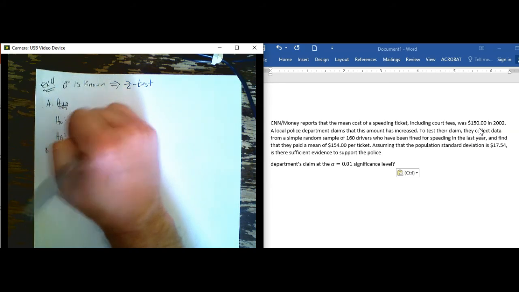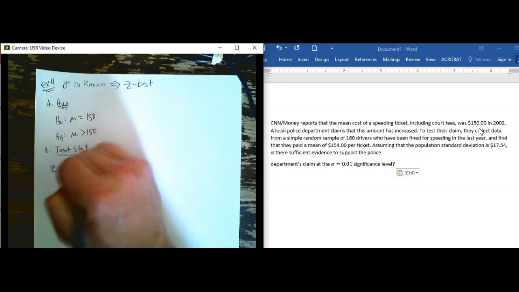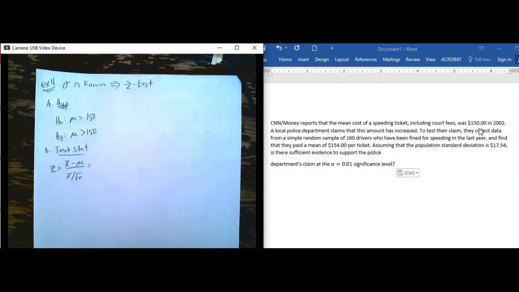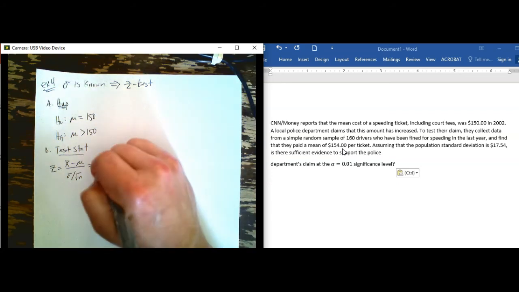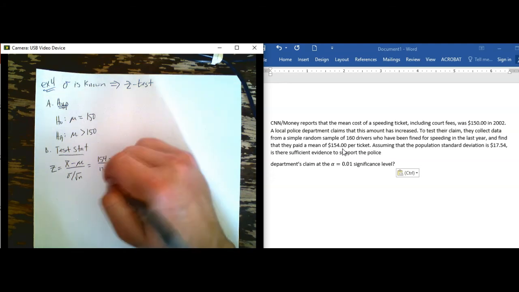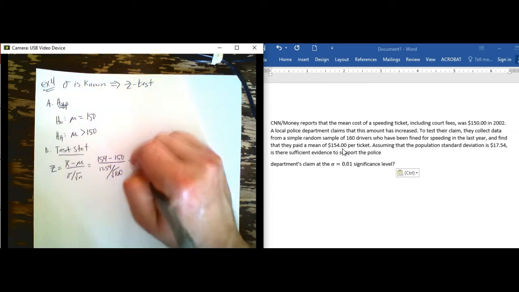Test statistic is a z-test statistic this time. So that's x bar minus mu over sigma over the square root of n. So what's our x bar? Here we have collected data from a simple random sample of 160 drivers. That's good because the sample size is bigger than 30. The mean was 154 minus our null mean over sigma 17.54 over the square root of 160. So let's see what we get. Getting 2.88.